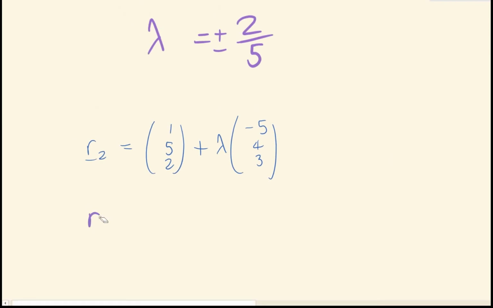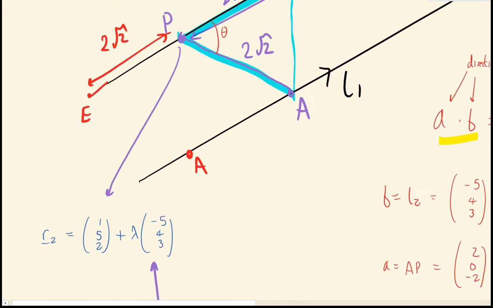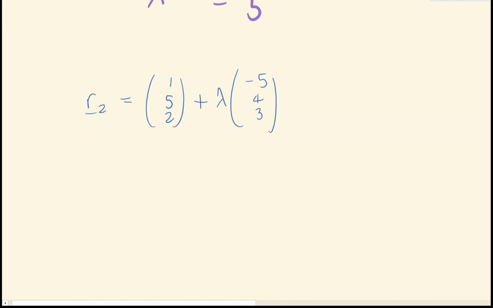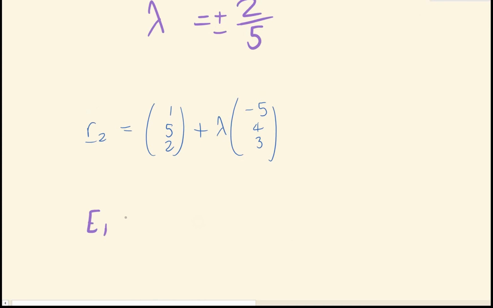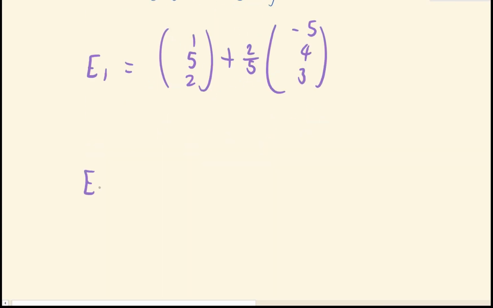So we have one option. Do we have names for these two options? No, that's fine. Let me call, so it's called point E. So we can call this E1. I'm going to put a plus in. So plus 2/5 times this fella here. And then we've got the other coordinate, I'll call that E2. That is going to be the exact same thing, but with a minus 2/5.